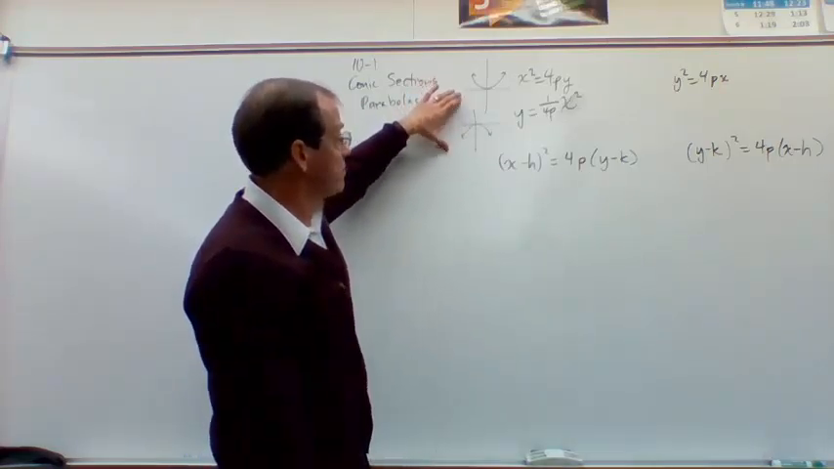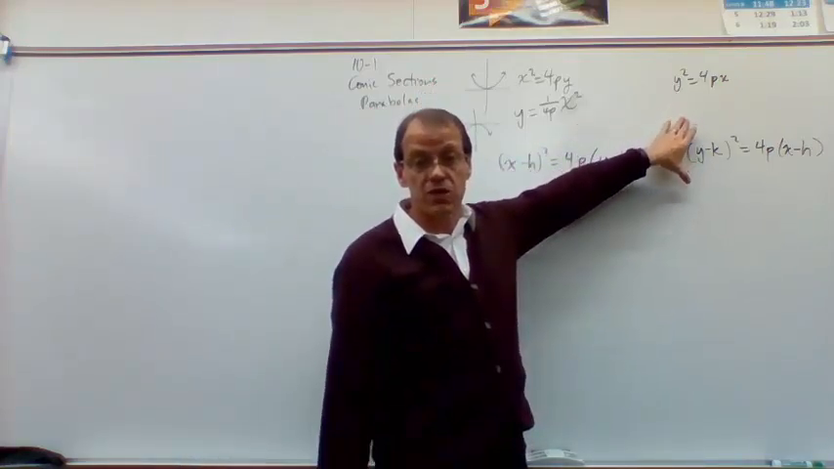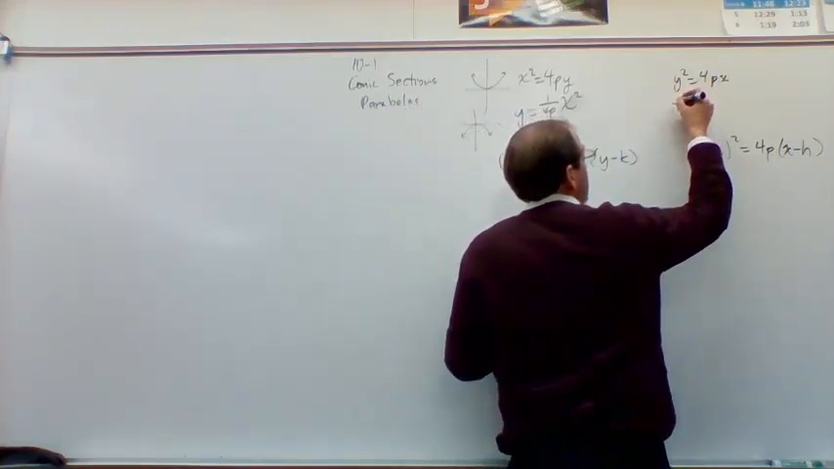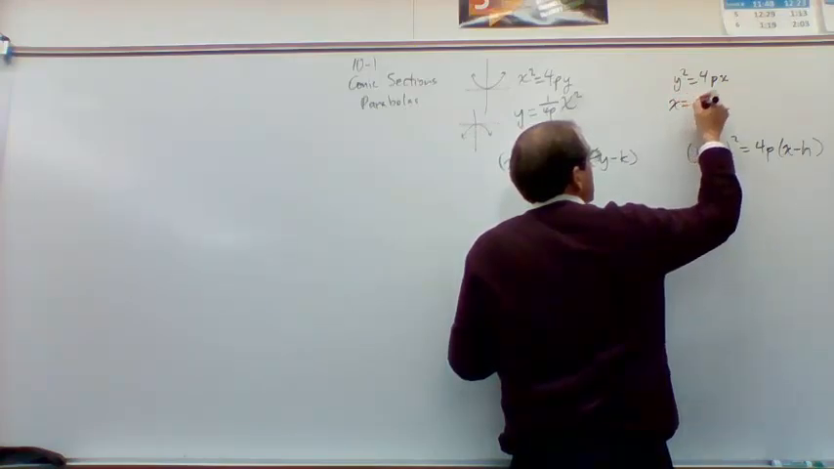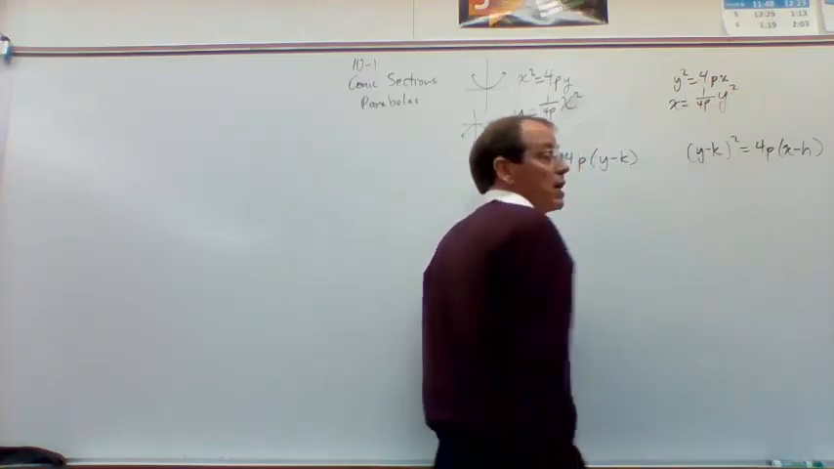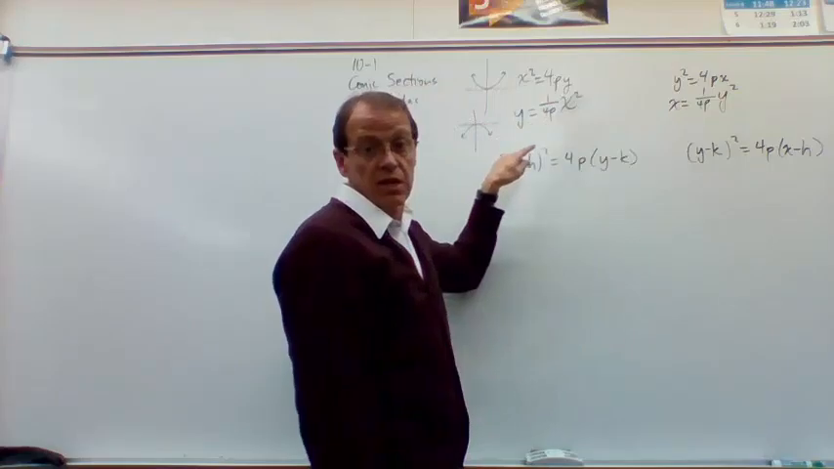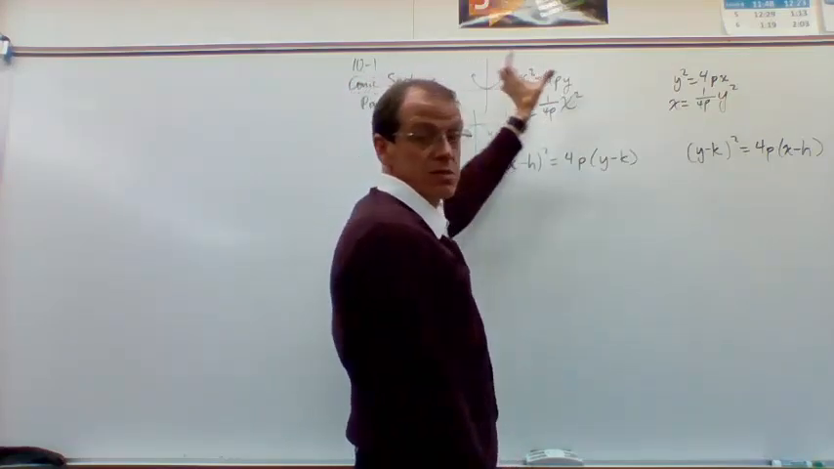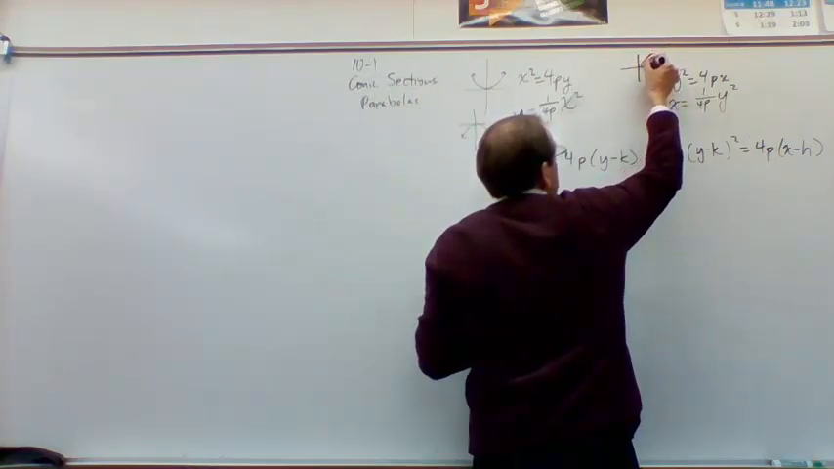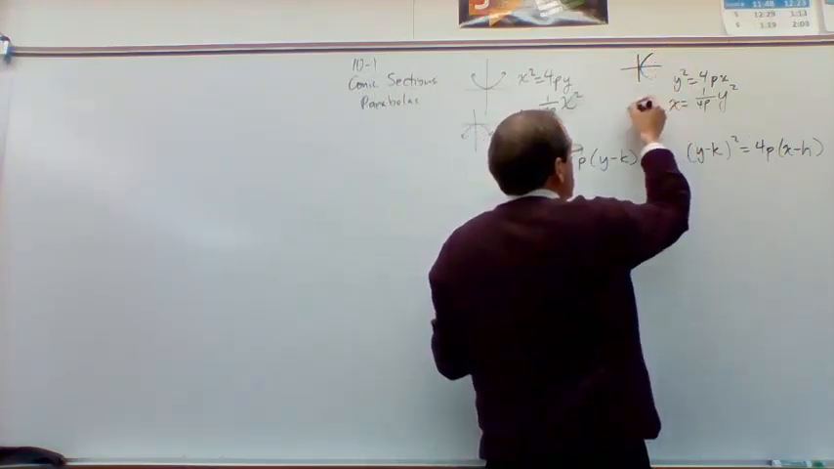Okay, this is a vertically oriented parabola. This, on the other hand, is a horizontally oriented parabola. In this case, I would write x is equal to 1 over 4p y squared. And as you can see, the x and y trade places, don't they? So what was up is now going to become to the right. So if p is a positive number, it opens to the right. If p is a negative number, it's going to open to the left.